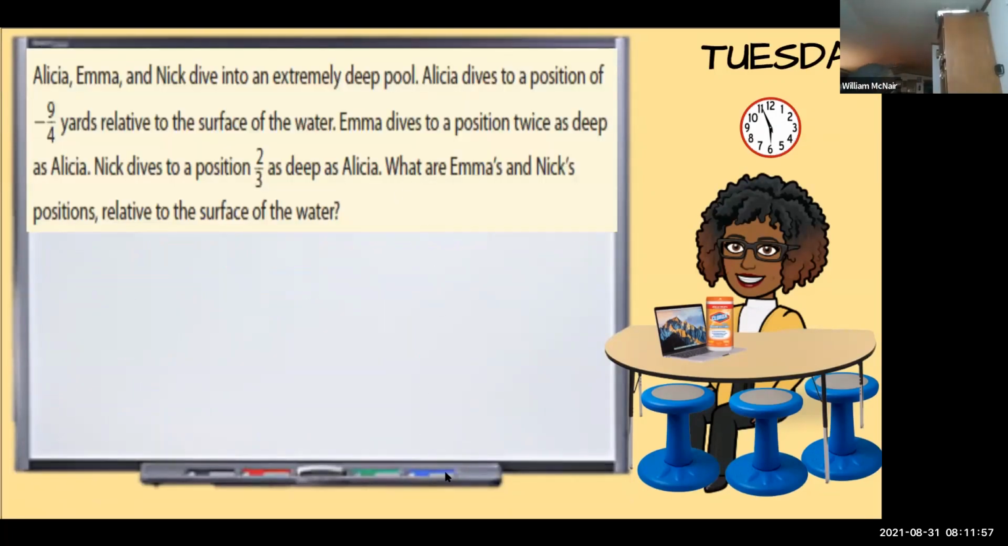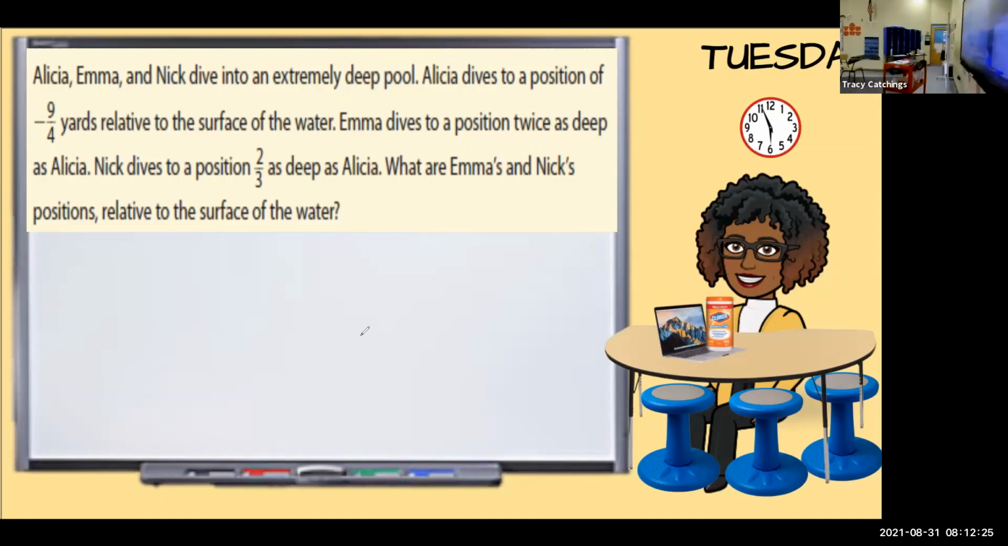All right, so the first example we're going to look at. It says Alicia, Emma, and Nick dive into an extremely deep pool. Alicia dives to a position of -9.4 yards relative to the surface of the water. Emma dives to a position twice as deep. Nick dives to a position 2/3 as deep as Alicia. What are Emma's and Nick's positions relative to the surface of the water?